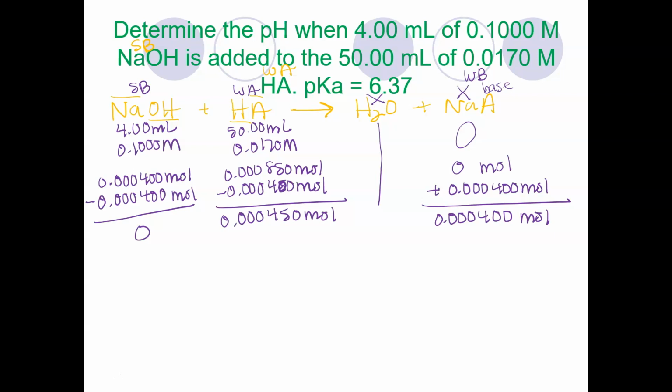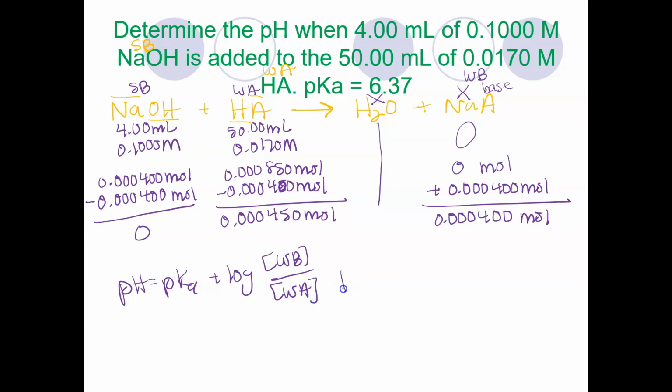pH. So to figure out how to do this, we can go back and look at our chart and look for the weak acid, weak base section. And we're going to solve using that. Because we have a weak acid and a weak base, we're going to use the Henderson-Hasselbalch equation. I'm going to be lazy and write WB for weak base and WA for weak acid.